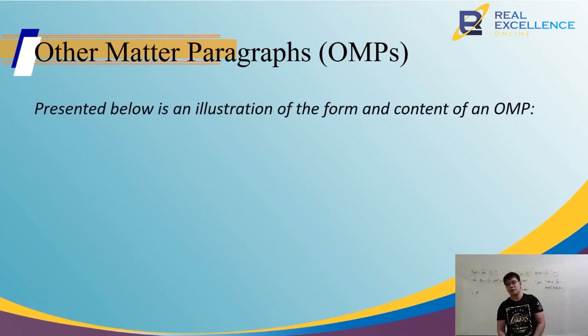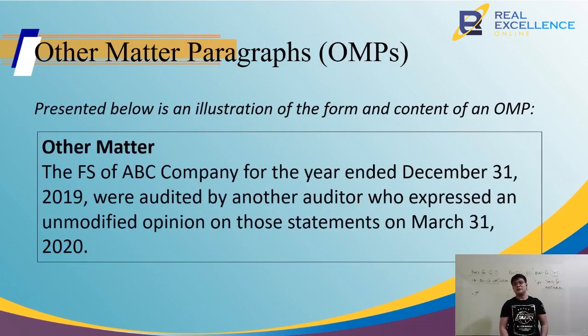Next, example. Ito. The FS of ABC Company for the year ended December 31, 2019 were audited by another auditor who expressed an unmodified opinion on those statements on March 31, 2020. So later, i-emphasize pa natin yan kapag may mga comparative financial statements. Pero yan yung isang example niya. Another example, yun nga, yung other information. Diba? So, ayan. Basta ang concept lang, hindi siya nakadisclose dun sa FS na ino-audit mo. Diba po? Okay, so, ayan.